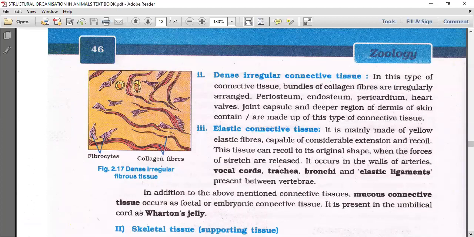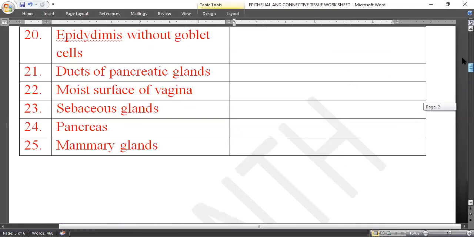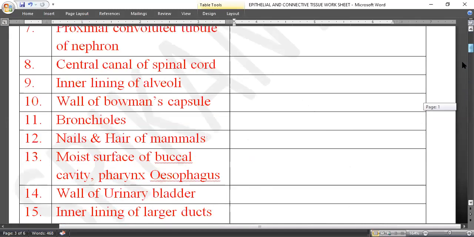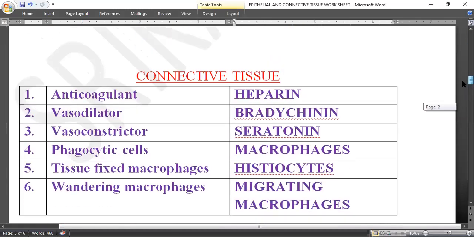Next, when it comes to the elastic connective tissue, it is mainly made up of yellow elastic fiber. Where do you see this? Vocal cords, trachea, bronchi, and elastic ligaments present between the vertebrae. So let's check that in our chart here. Already we filled some, but let's take a glance from the beginning. We have to check for connective tissue.